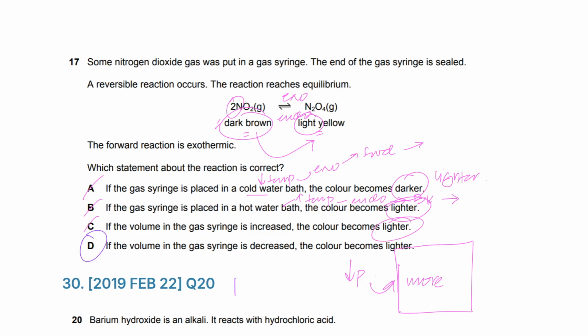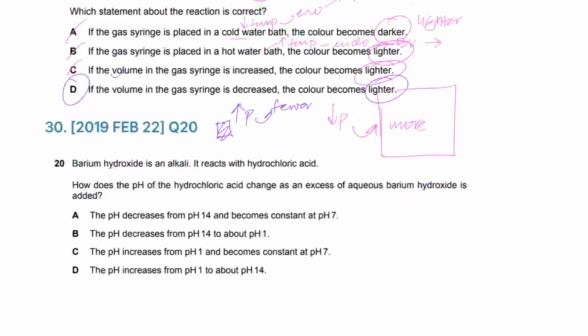If the volume of the gas syringe is decreased, you're increasing the pressure, and increase in pressure favors fewer gaseous moles. Fewer gaseous moles are on the right. You have 1 mole of gas on the right and 2 on the left, so you're going to become lighter, and that's true, you are becoming lighter in D.